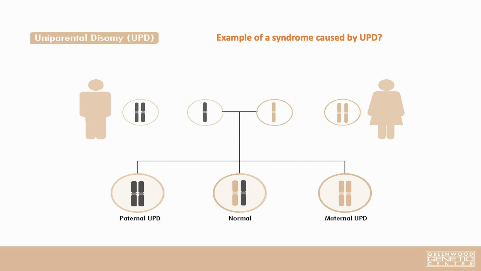On the other hand, maternal uniparental disomy, where both copies come from the mother, can lead to Angelman syndrome. This disorder is characterized by developmental delays, speech impairments, and ataxia. Angelman syndrome occurs due to the loss of function of genes on the maternal chromosome 15.